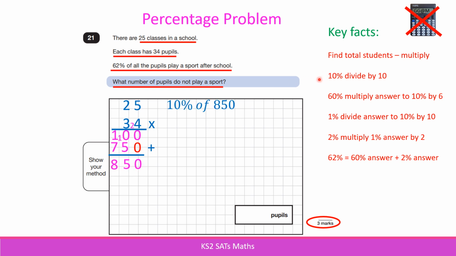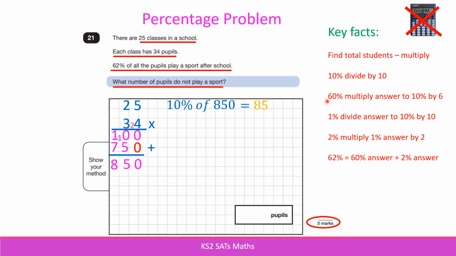So 10% of 850. Remember, when we divide by 10, all the digits move one place to the right, or in this case, the 0 could just be taken off the end. So move the 8 from the hundreds column to the tens column, and the 5 from the tens column to the ones column. That gives me 85.